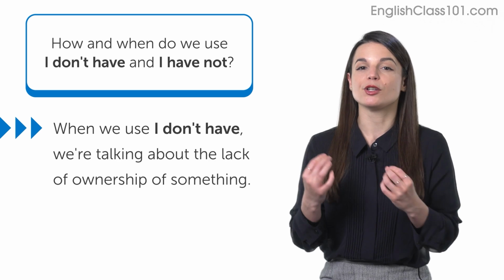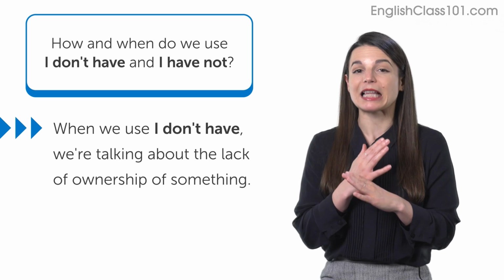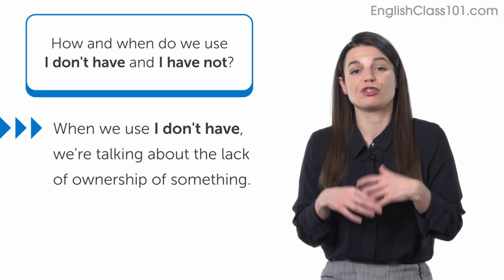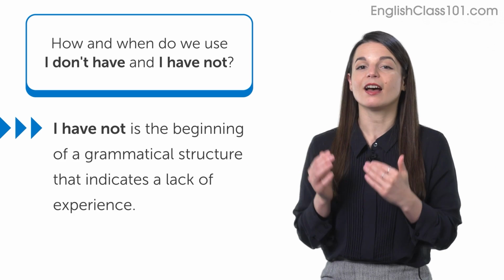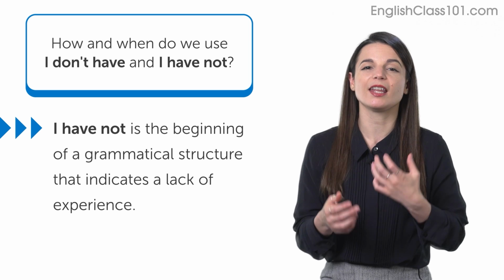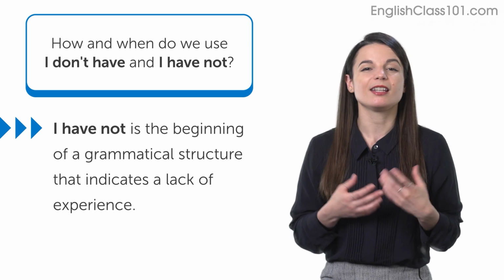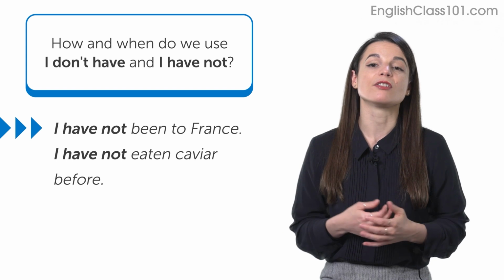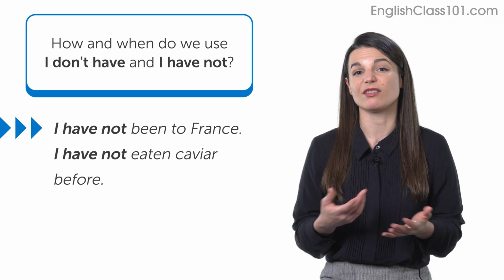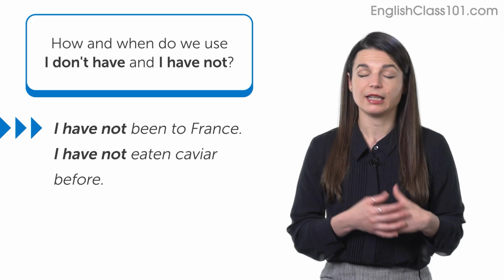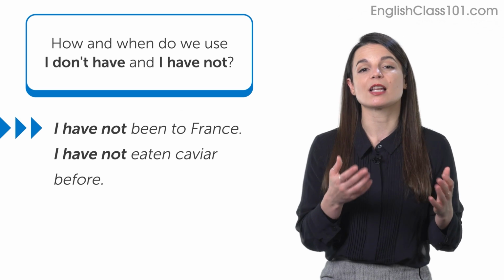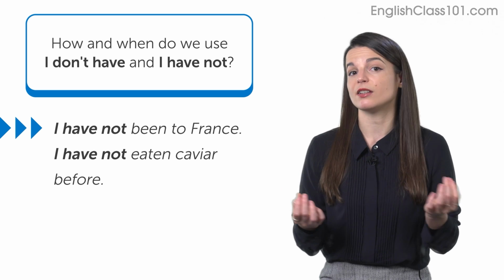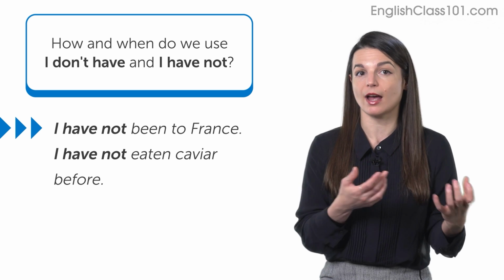When we use I don't have, it's talking about a lack of ownership of something, something that we do not possess now or generally. On the other hand, I have not is the beginning of a grammatical structure that indicates lack of experience. So for example, I have not been to France, or I have not eaten caviar before. In these sentences, we're talking about some experience that we do not have. So very generally, this is the difference between I don't have and I have not.